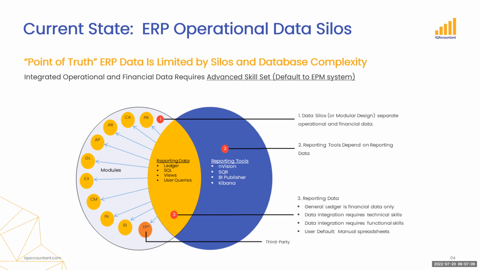If your ERP data is your point of truth, you'll see that within it, in circle 1 over here, there are these circles that are the modules. And these are operational islands where you have the different modules, and really they're not integrated with each other. Then in circle number 2, you have these reporting tools that rely on the data within circle 1. But how does it get access to the data? How does it integrate that data between the different islands? And that's really the intersection, what we call reporting data.